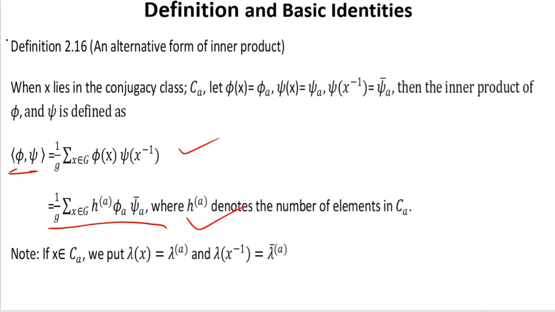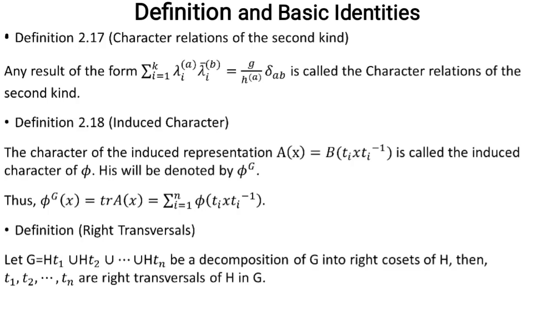And we want you to note that if x lies in the conjugacy class, you can put chi of x to be equal to chi raised by a, and chi of x inverse to be equal to chi bar raised by a, okay? So that's notations for you, okay? Now let's continue. It's just basically notations and definitions you need to know.